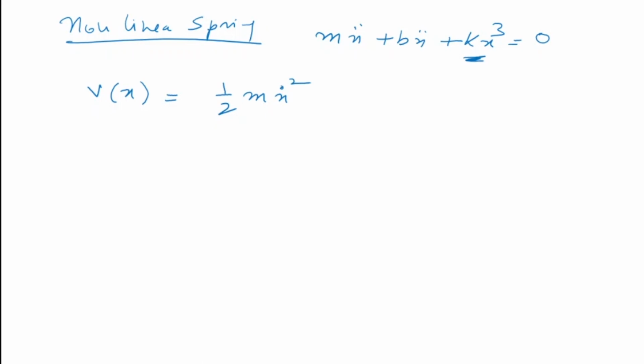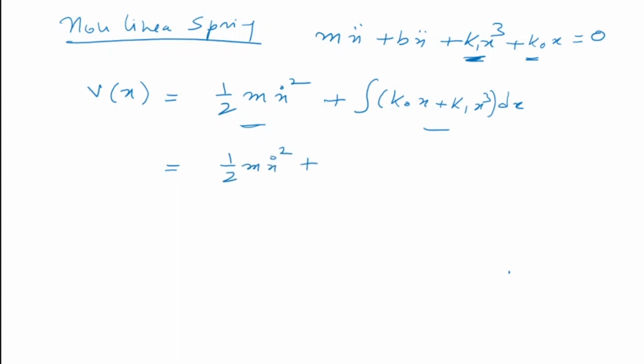Now what do we do? We make the energy function, kinetic energy plus potential energy of the spring. What is the kinetic energy? Let me write another one: plus k naught x plus k1 x cubed. So this is a spring, this is also a spring. Now what is the potential energy? It's the integral of k naught x plus k1 x cubed dx. This is the energy function: kinetic energy plus potential energy. Now what is this equal to? This is equal to half m x dot squared plus, if I take the integral, half k naught x squared plus 1/4 k1 x to the power 4.